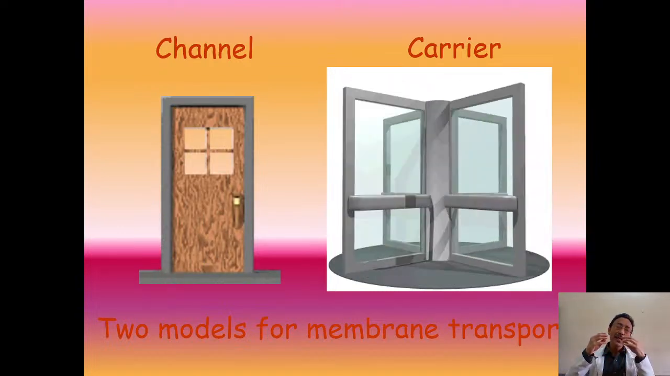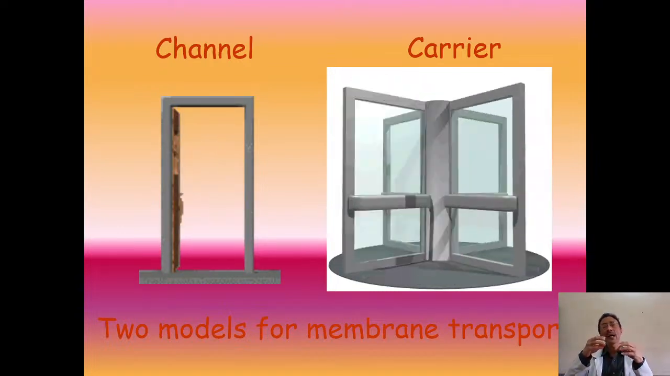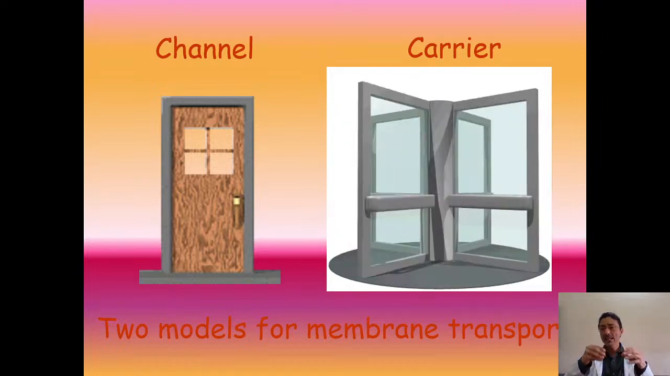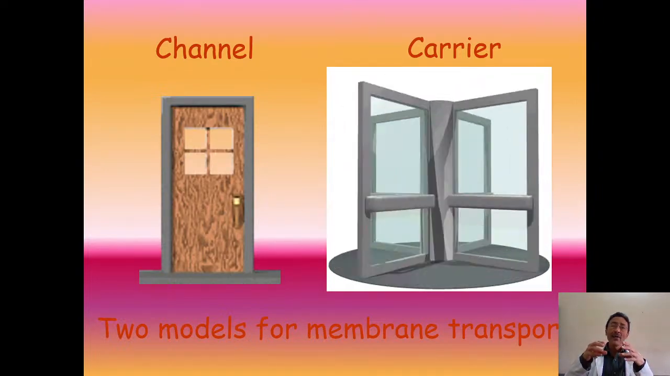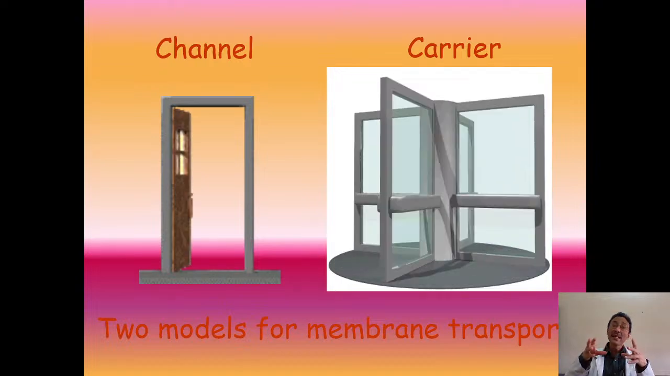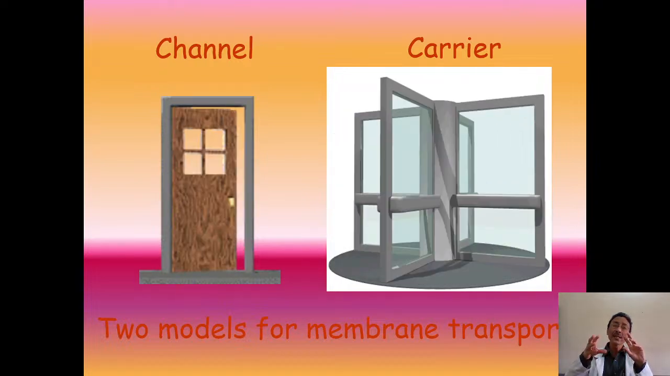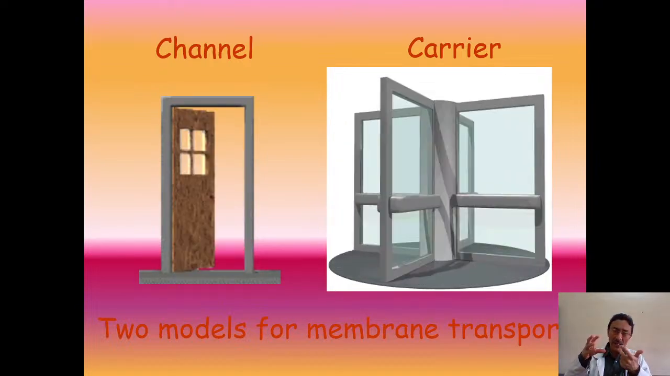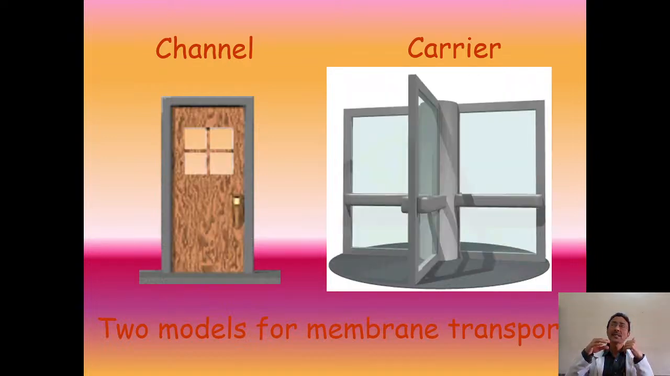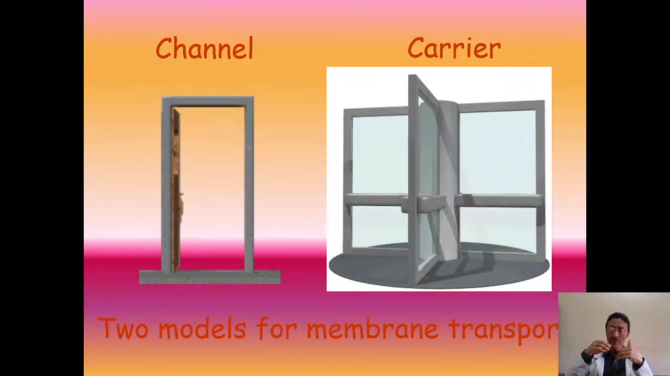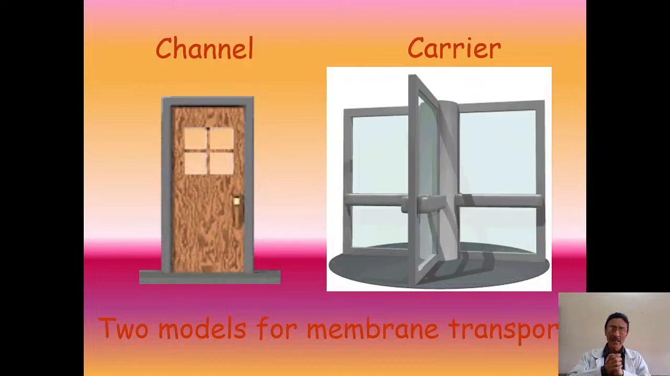The ATP breaks down into ADP and high energy phosphate bonds are released. Breakdown of this ATP releases some energy. Once that energy is released, it causes the carrier to move or rotate. Once it rotates, the substance is transported from one side of the membrane to the other side of the membrane.